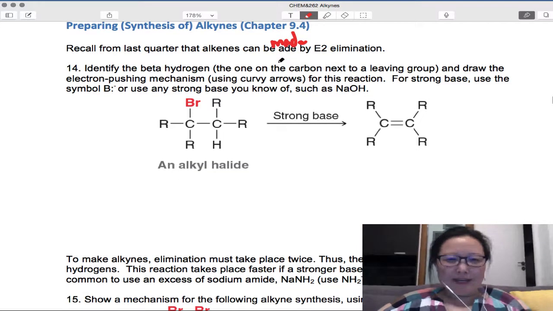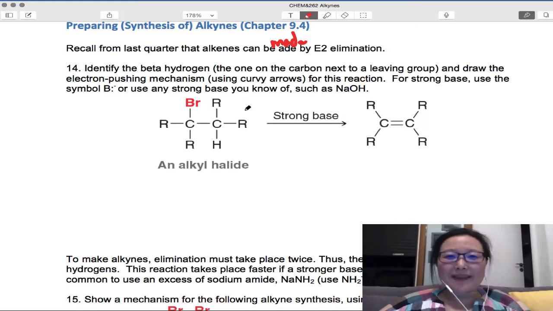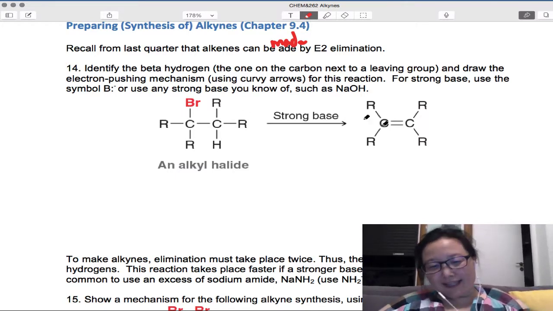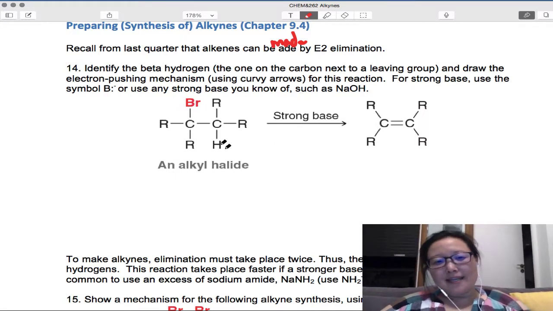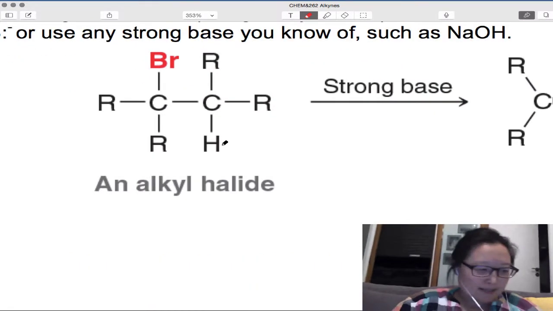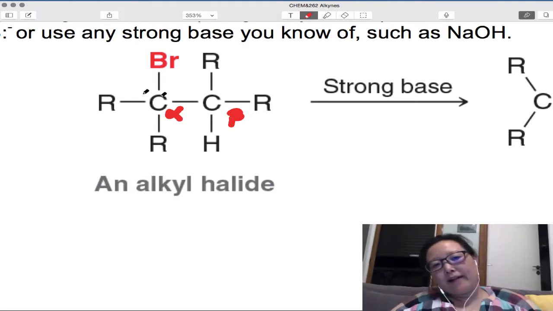Okay, so here's where we're going to review some of the things from last quarter and then build on that by talking in the context of alkynes. We know how to make alkenes because you can take a leaving group and with a strong base you can lose a beta hydrogen. What I mean by beta hydrogen is this is alpha to the leaving group, this is beta to the leaving group. Alpha is directly attached, beta is next door.